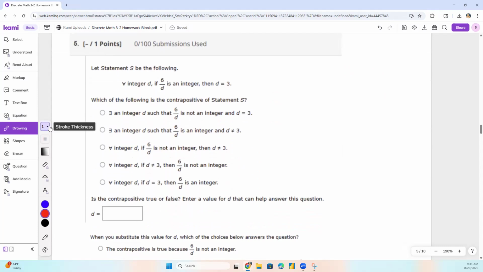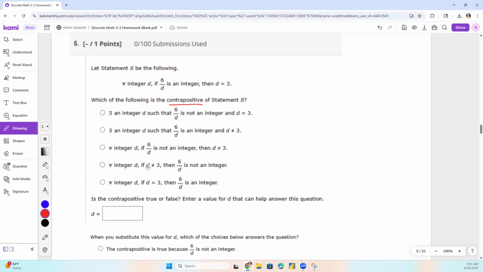But for number 5, for this question, we are going to actually talk about the contrapositive, and we're going to decide if the contrapositive is true or false. And we're going to answer the questions in so many parts. So we have the same statement, but this time the question is asking me to find its contrapositive. So for contrapositive, if you look at your notes, for every integer d, if 6 over d is an integer, then d is equal to 3. For contrapositive, we're going to say not q, not p.